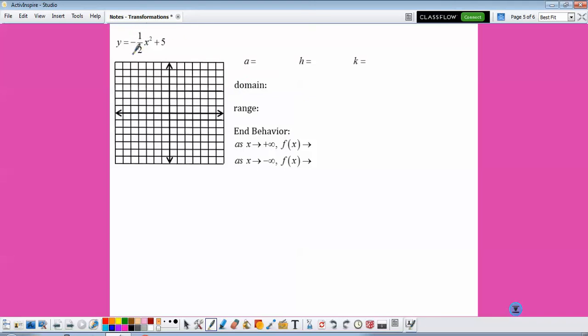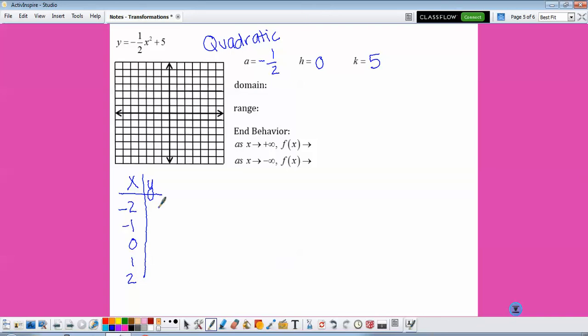All right, so this one, in front we have a negative 1/2, that's our a value. Since we don't have the parentheses or anything inside the squared with the x, we know our h is 0, and then the +5 would be our k value. Since we have the little squared, we know this is a quadratic function. So we would find our quadratic note card. The table on the quadratic note card is -2, -1, 0, 1, 2, 4, 1, 0, 1, 4.